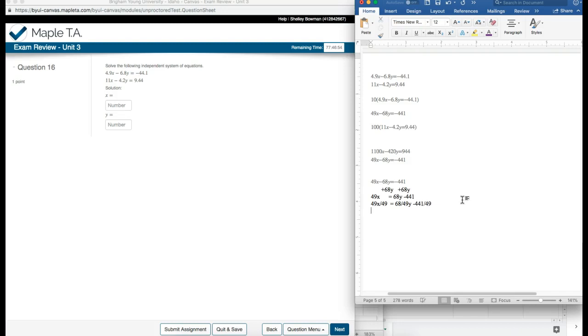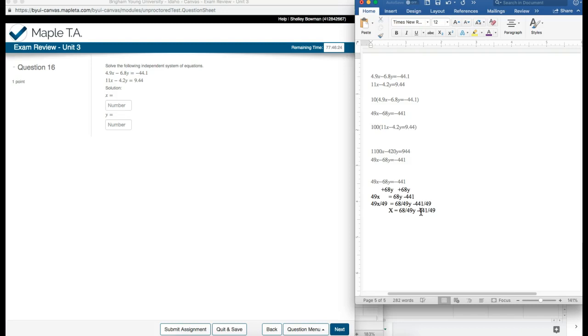On the left-hand side, 49 divided by 49 is 1, and 1 times x is x. I'm going to leave these in fractions, just like we did on the previous example, so that we can get rid of the fractions later by multiplying, and we'll multiply that out so that we don't have these repeating decimals.